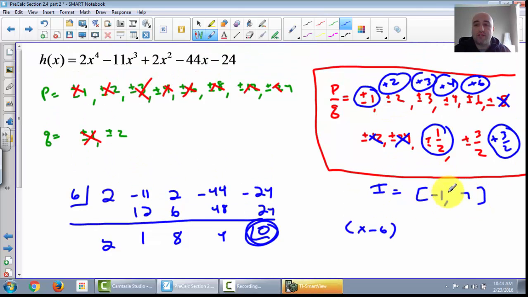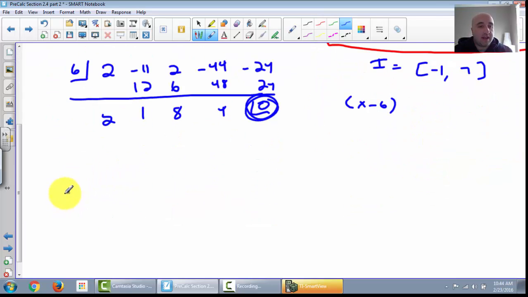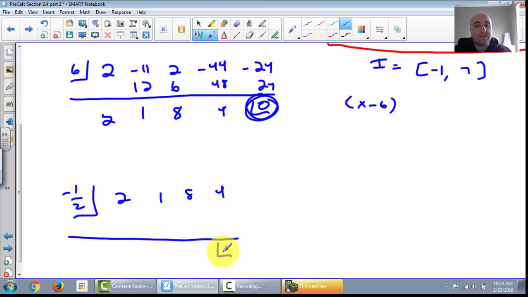Now let's do the one closest to -1, which would be -1/2. So let's put -1/2 in the box. But now we don't need to use the original. We can use our new coefficients, 2, 1, 8, and 4, to see if this works. Our hope is that this is 0. So let's bring down the 2. 2 times -1/2 is -1. Add, you get 0. Multiply, you get 0. Add, you get 8. What's -1/2 of 8? That's -4. Add, you get 0. So what did we prove? We proved that x plus 1/2 is a factor.